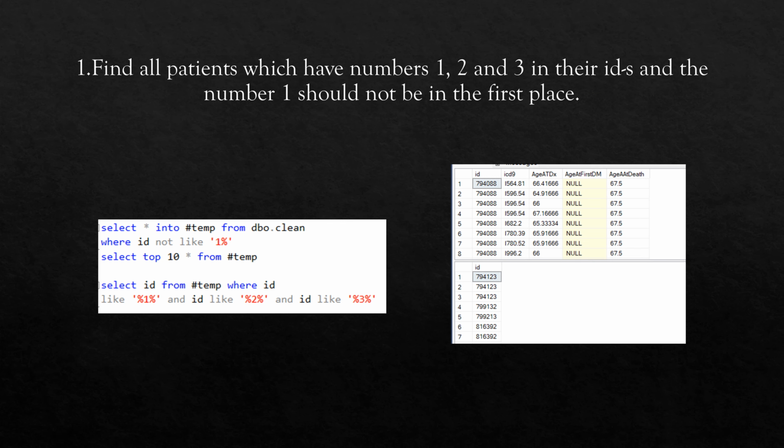Now the first question we see is about finding all patients which have the numbers 1, 2, 3 in their IDs, and the number 1 should not be in the first place. So in this, our first query focuses on identifying patients with specific numbers in their IDs. We create a temporary table filtering out IDs starting with 1 and then find patients with IDs containing 1, 2 and 3. And this is how the results should look.